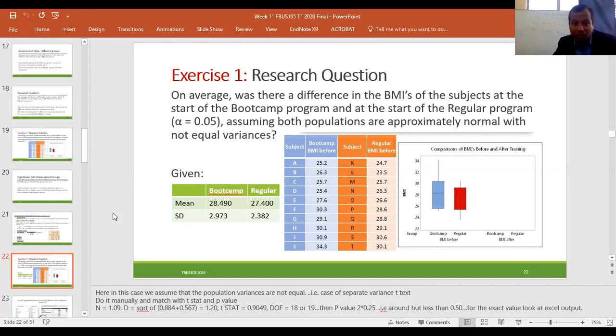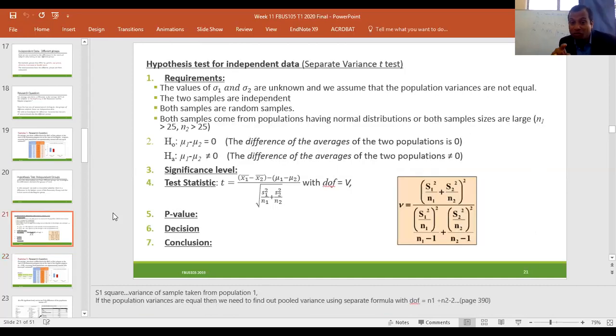So in addition, what is given to you? You see here, the mean for X1 and the mean for X2: mean for boot camp 28.49, mean value for regular 27.40, standard deviation for boot camp 2.97, and standard deviation for regular 2.38. Why are these important? Because you need to calculate the statistics. So you want X1 bar, X2 bar, S1 square, S2 square, and N1 and N2.